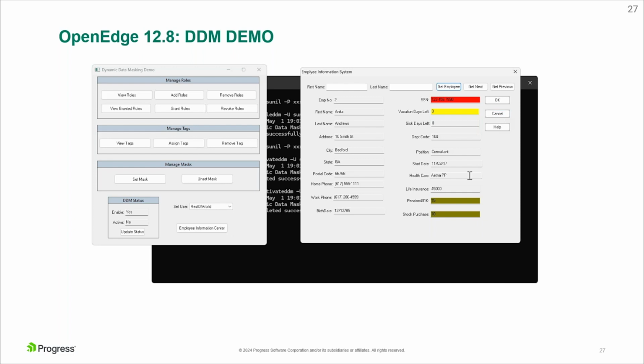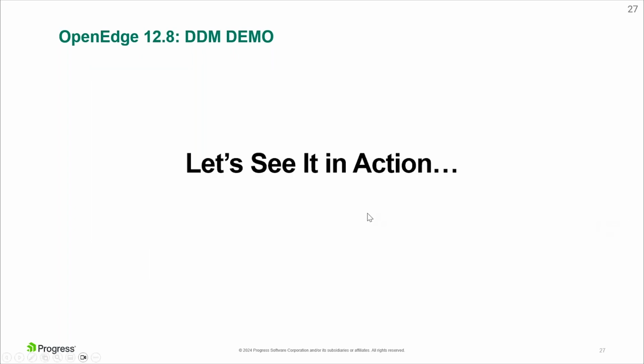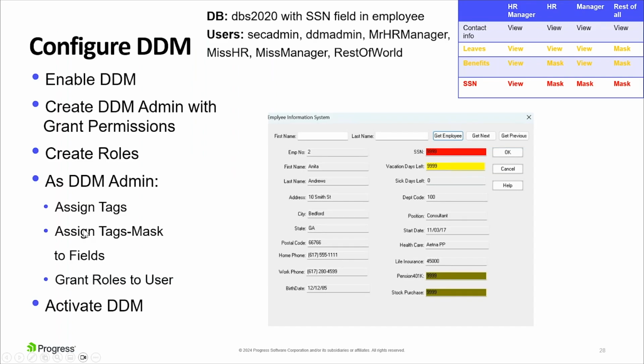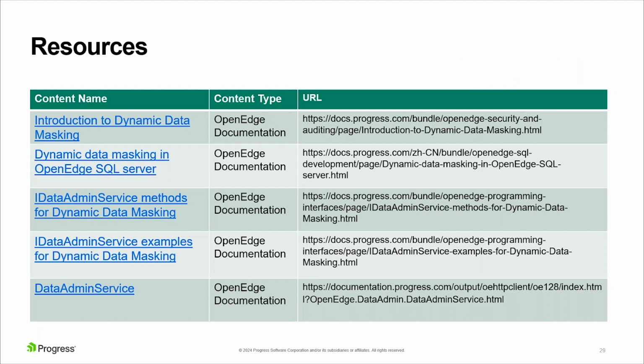I will go back to the presentation. So you've seen this in action. Now these are the steps to configure DDM onto the database. Enable DDM, create DDM admin role, create DDM related roles, assign tags to these roles, assign tags and mask to the field, grant DDM role to the user, and finally activate the DDM feature. And with that, the unauthorized user will get the masked value and the authorized user will see the unmasked value.